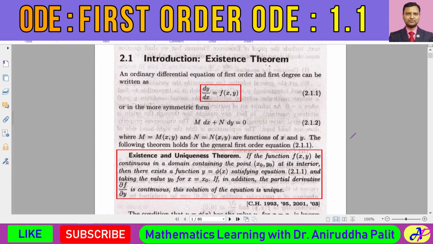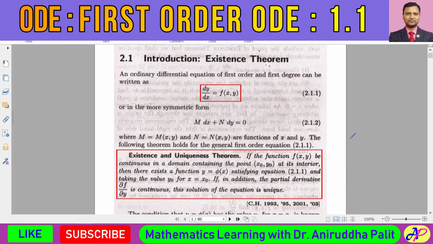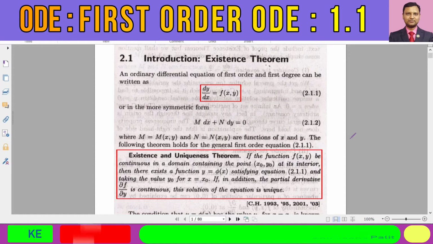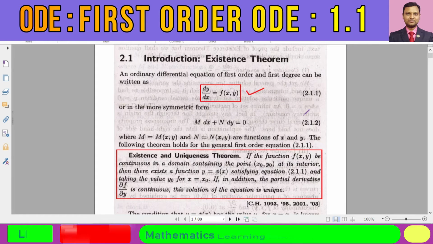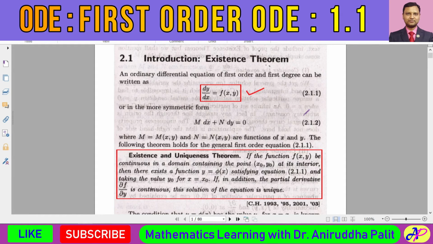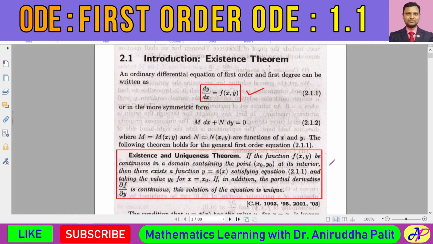But if the conditions of this existence and uniqueness theorem are not satisfied, in that case we do not have any guarantee that there exists any such solution of this kind of differential equation at all. So we are just discussing the statement of this theorem. We don't require the proof of this theorem.